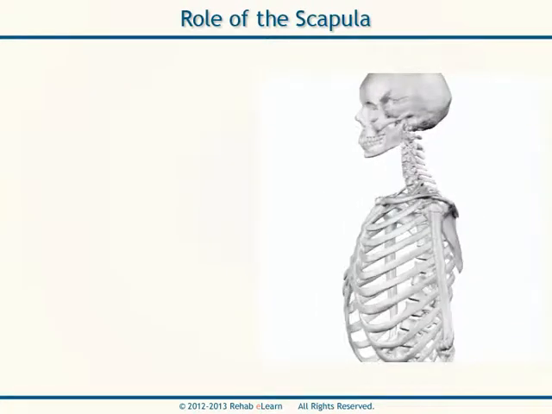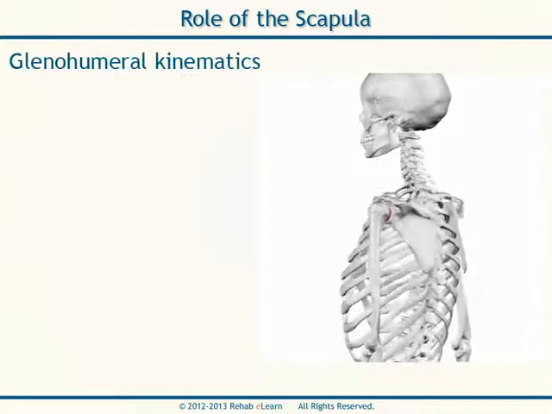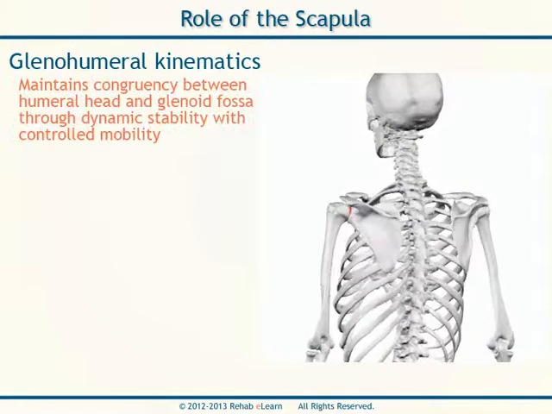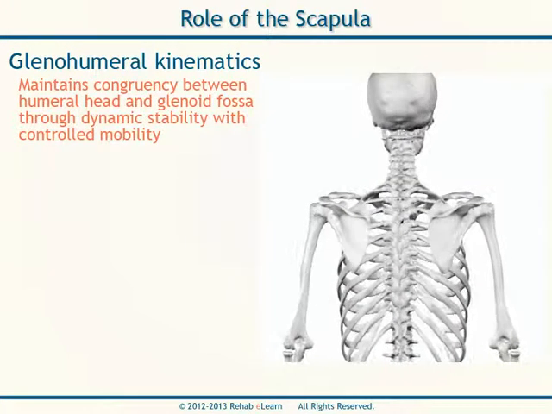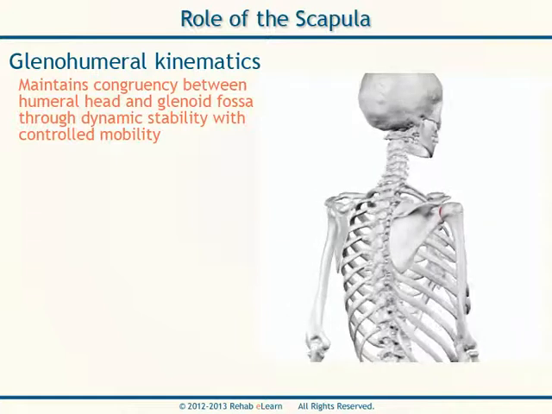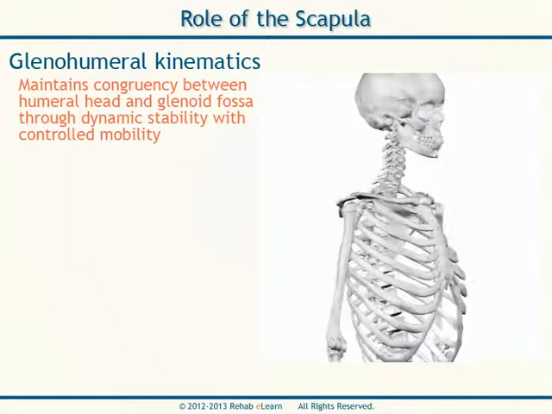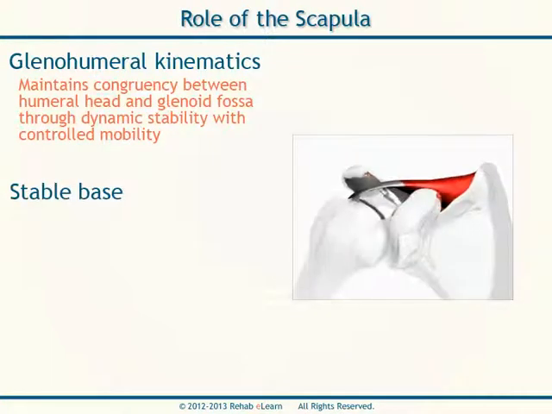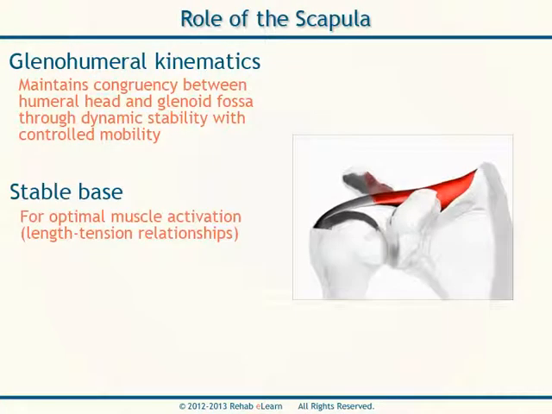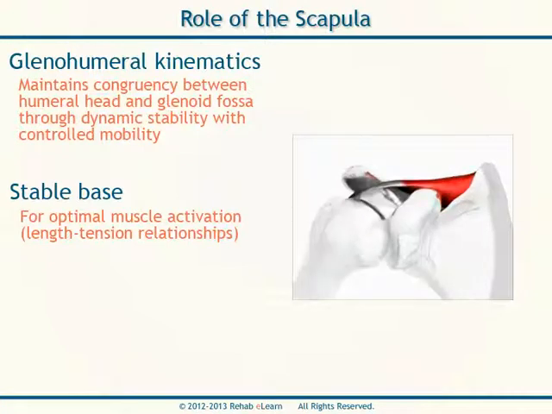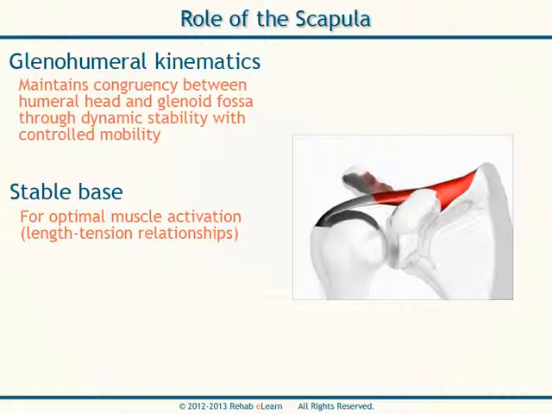The scapula performs 3 major roles. In terms of glenohumeral kinematics, the scapula maintains congruency between the humeral head and the glenoid fossa through dynamic stability with controlled mobility. The scapula also provides a stable base for optimal muscle activation. This allows the optimal muscle length-tension relationships for efficient rotator cuff function.